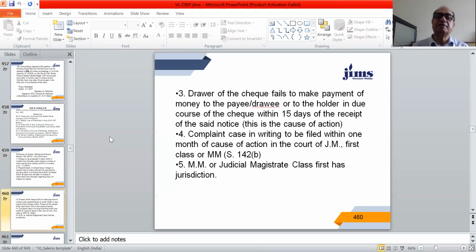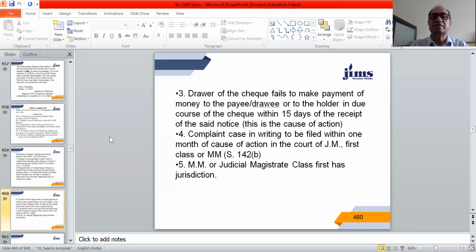Then rule number 3 is that drawer of the check, if he fails to make payment of money to the payee or drawee or to the holder in due course of the check within 15 days of the receipt of the said notice, then you get a cause of action for filing a criminal complaint.